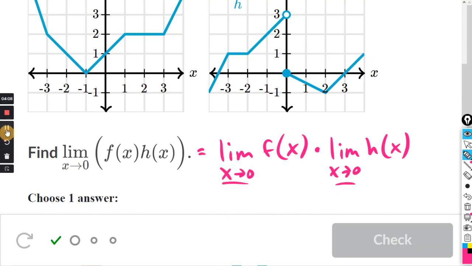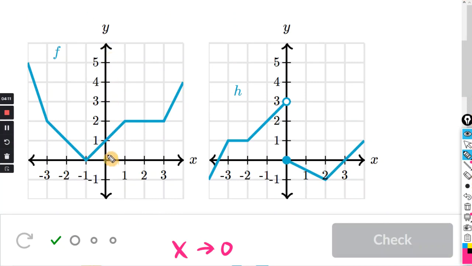Let's see what happens. All right, x approaches 0. This is x equals 0 right here. So coming from the negative side, we land on y equals 1. And from the positive side, we land on y equals 1. So that's definitely a 1. And on the other graph, here's x equals 0 right here. From the negative side, we get 3. From the positive side, we get 0. So for this graph, as x approaches 0, it's DNE.